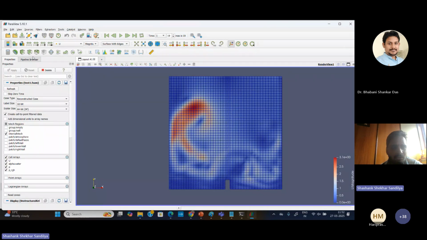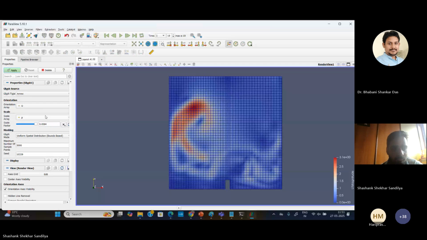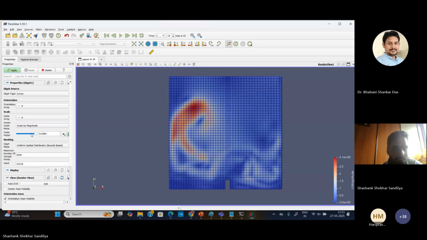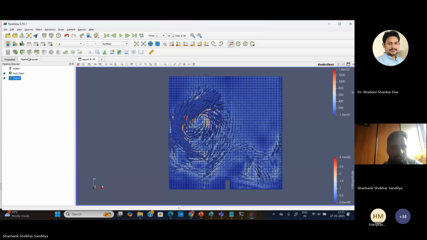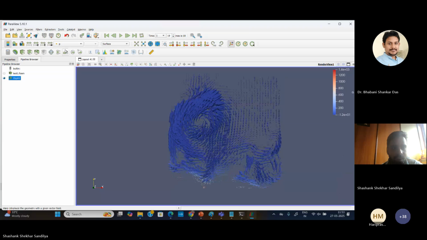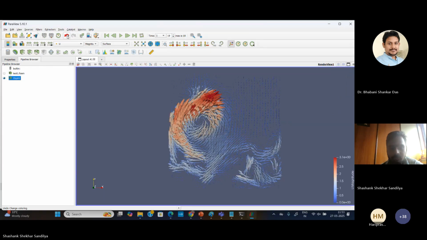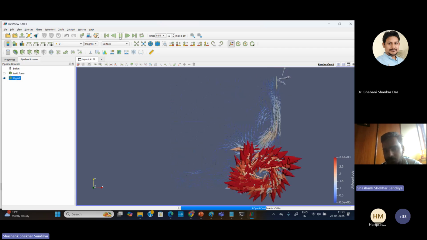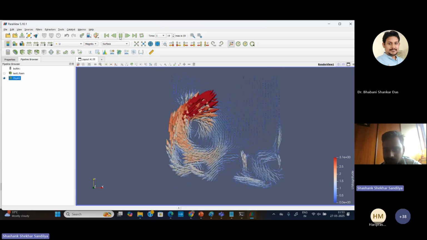We may also draw streamlines and velocity vectors to analyze more about this. Suppose I am using the vectors. It will show how it formed the vortices and how the velocity magnitude changes from place to place at different time intervals.